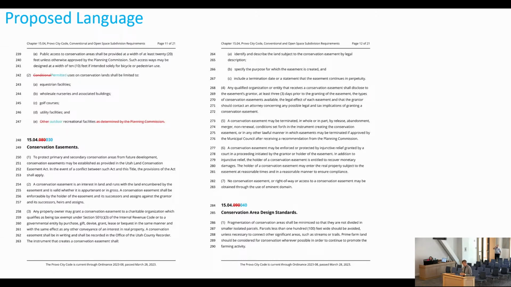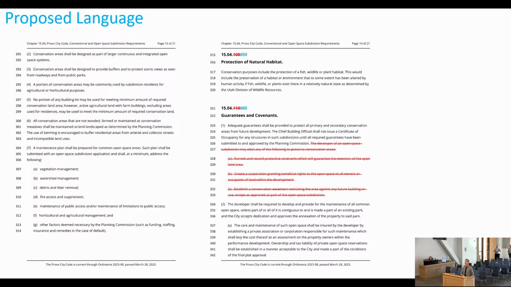And same thing on page 13 of the code. So next page over, line 301. It says that has to be landscaped as determined by the planning commission. I didn't know if that was a staff decision as well.